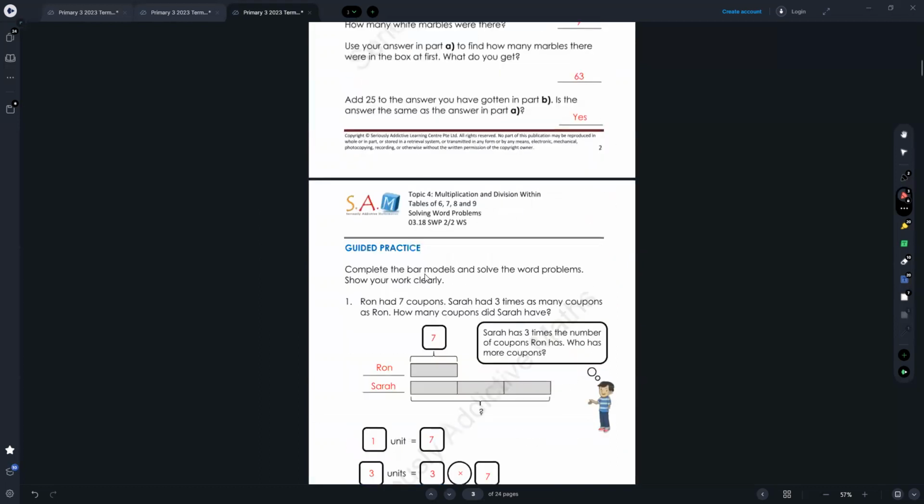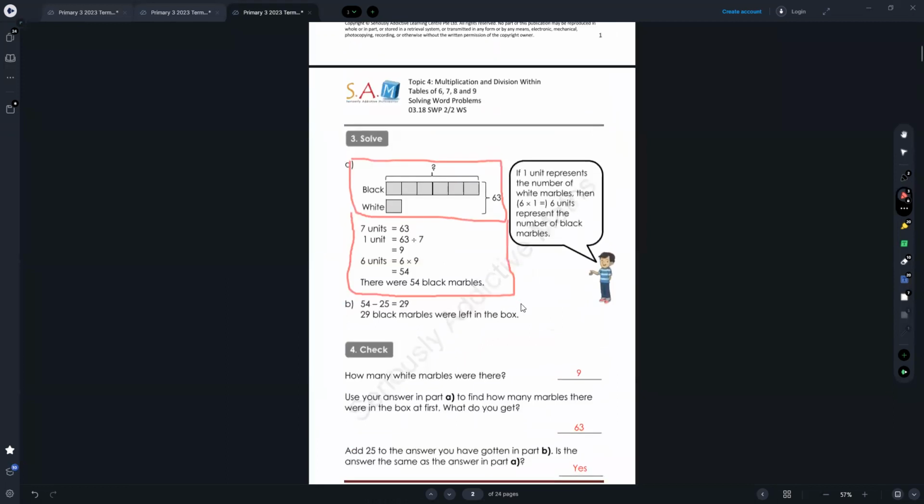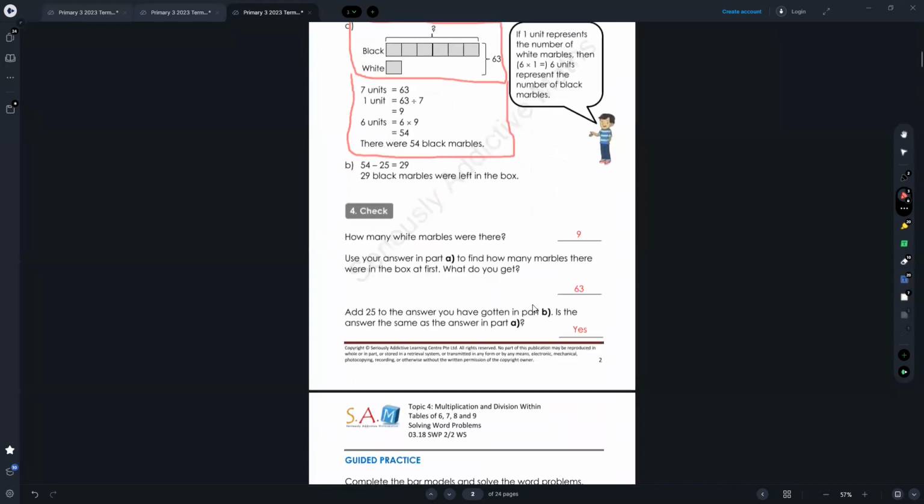Please sense check and let me know whether they understand this concept. That will enable me to plan the lesson for the next session.